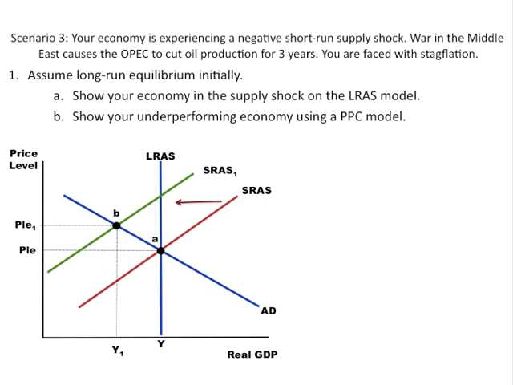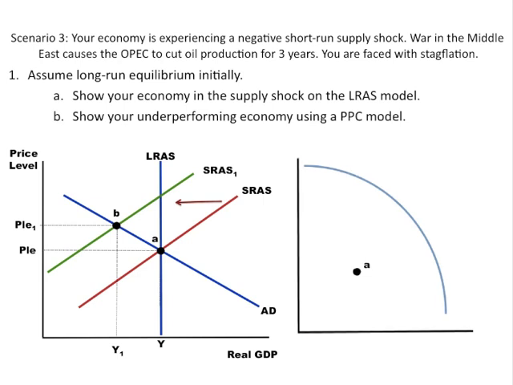Output will fall, unemployment will rise, prices will rise. This is an example of stagflation. So stagflation hits, and that is represented by a shift to the left in the short-run aggregate supply curve. If I were to show this with a PPC model, this would be something inside the production possibility curve, representing a temporary reduction in the ability to produce where we once did.